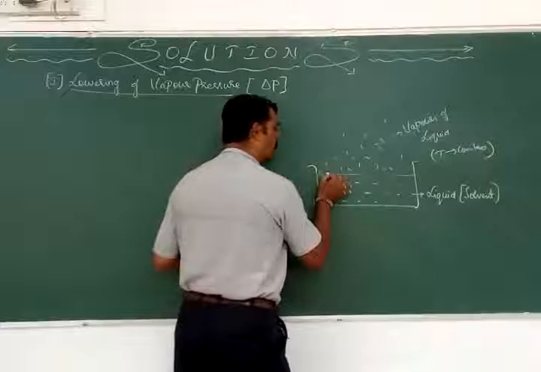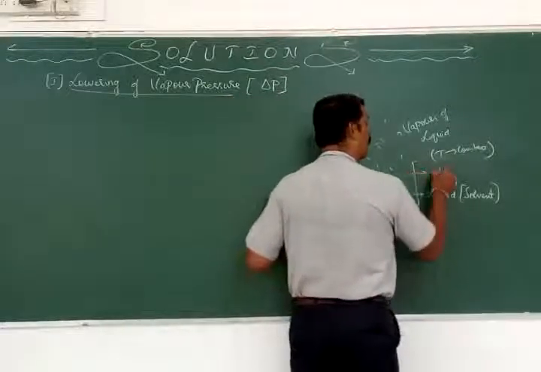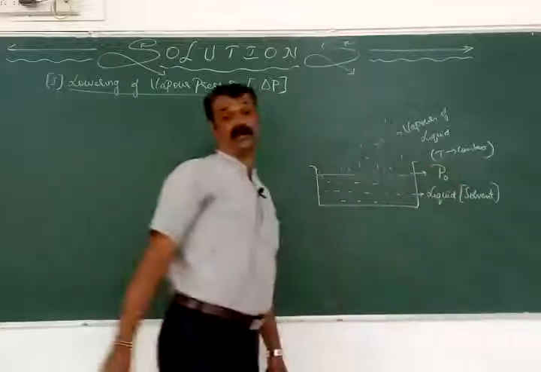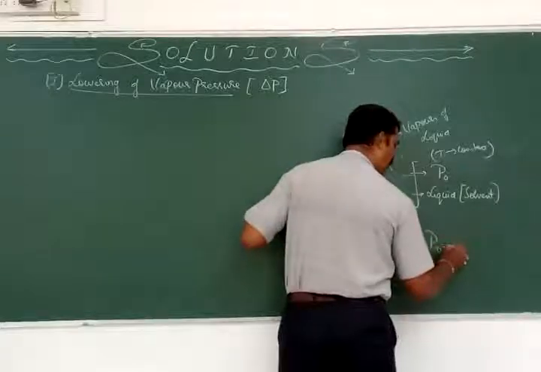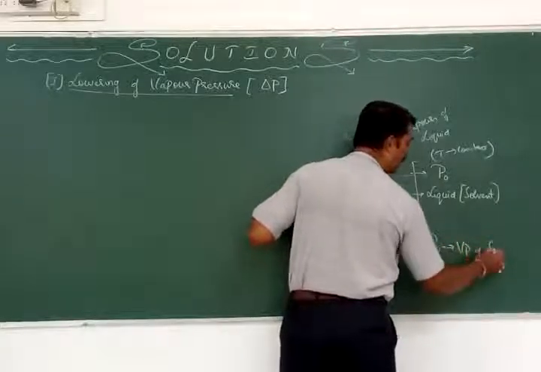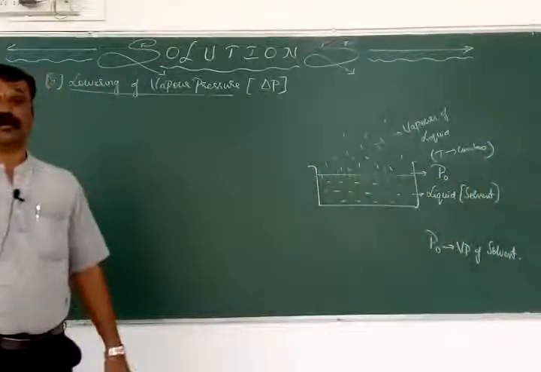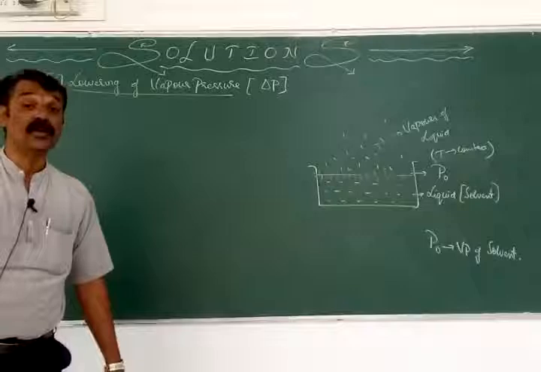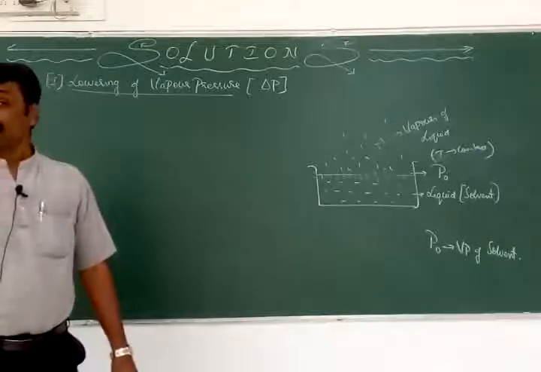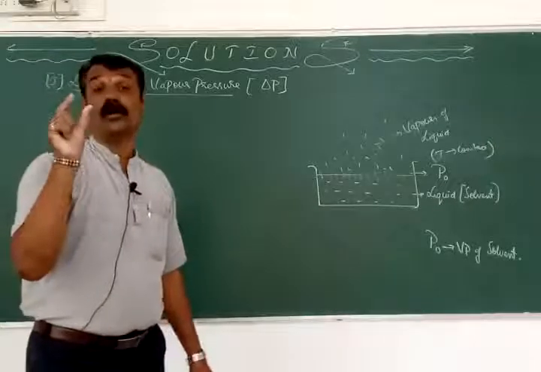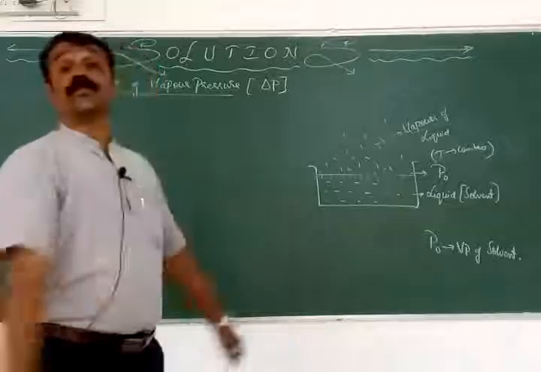At the junction, what happens? There occurs one equilibrium pressure, and that pressure is called P naught. What is P naught here? P naught is the vapor pressure of this particular liquid in the form of a solvent. Because now we have to add the solute, that is why I am not using the word liquid, but the word solvent. What is P naught here? It is the vapor pressure of the pure liquid in the form of solvent. Now it is at a constant temperature.